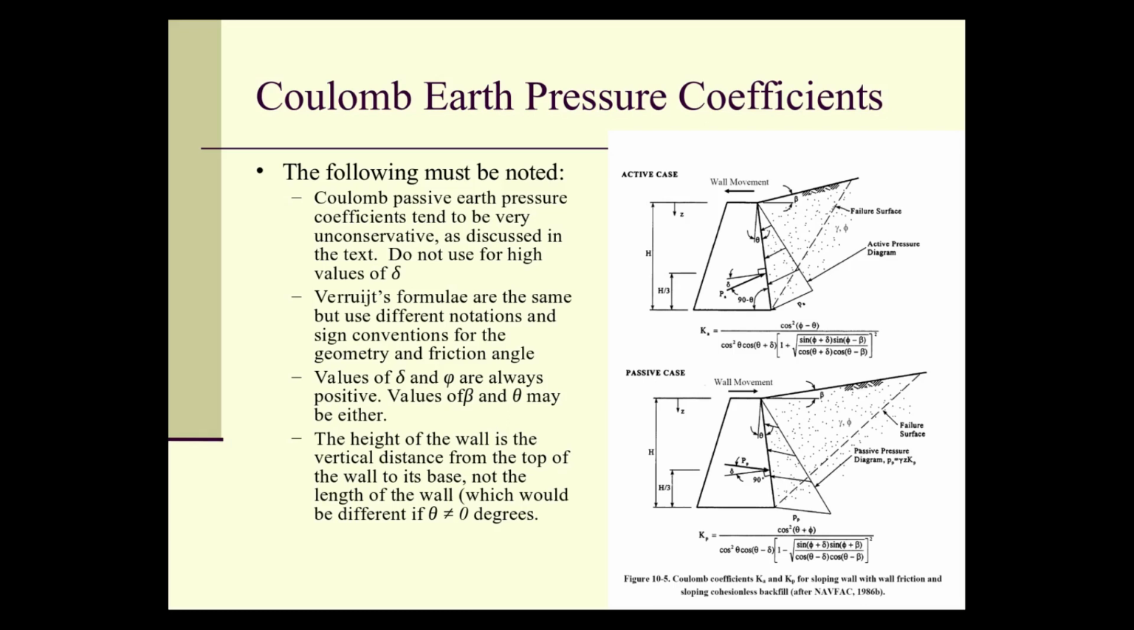For example, in U.S. usage, we normally stick with positive values of delta. Beta and theta can go either way. And in fact, that's why your soils and foundations books use a lot of different conventions. If you use Veroit's formula, you need to become familiar with his sign conventions for delta and for alpha and a lot of other things. Personally, I think you need to stick with what you're looking at. You'll be a lot better off.